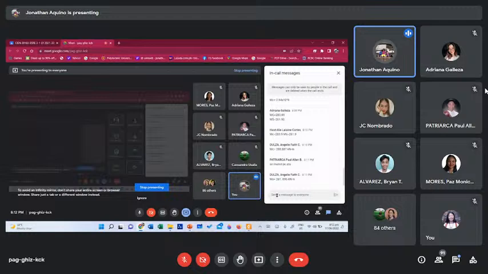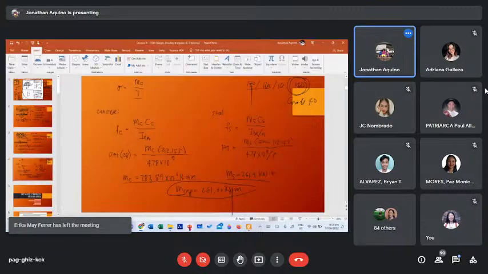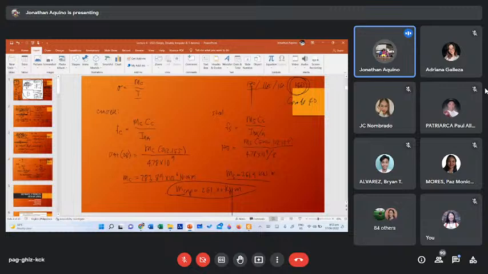Okay, sorry, I was muted. So from that, the value of Mc, the moment capacity of concrete, is 283.89, while the moment capacity of steel is 261.9. This means that the steel will fail first prior to the crushing of concrete.